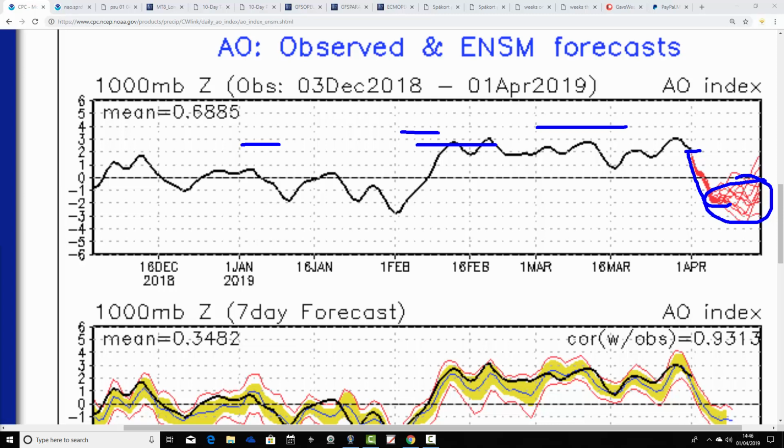This shows that high pressure is going to be coming back and blocking within the northern latitudes. And you're going to see more about that very shortly, because it looks like high pressure will be building up over Scandinavia towards the end of this week. And that would be enough to push the Arctic Oscillation down into negative territory.